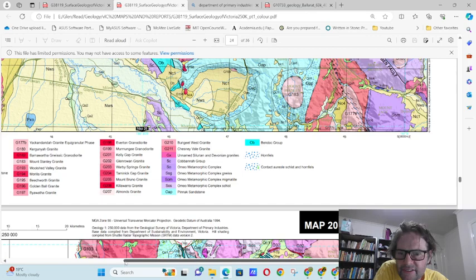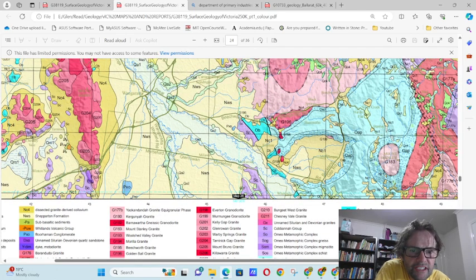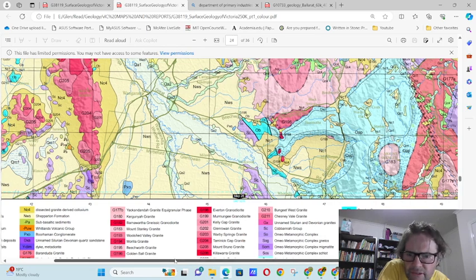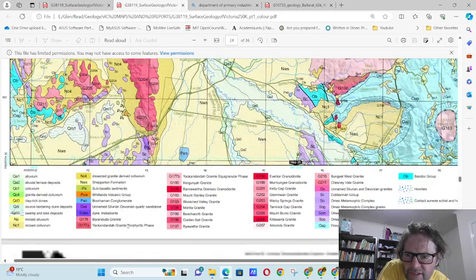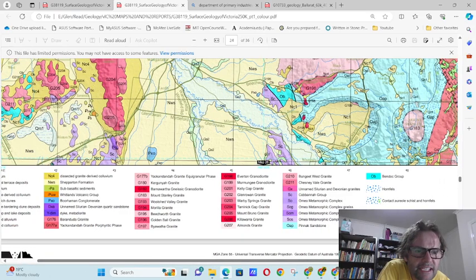That is a little bit off. The Barnawartha Dudal granite that we saw before. Okay, and we've got contact Oriole schist and hornfels. So wherever you see this, this is the hornfels, but on top of it we have colluvium. So obviously underneath there is probably a granite or something.